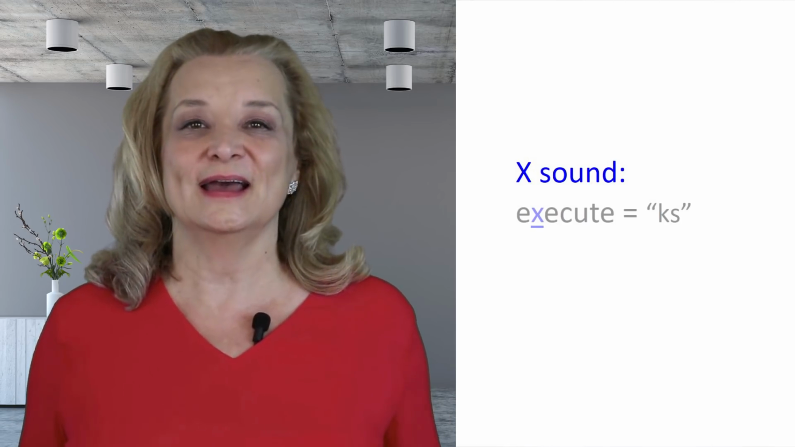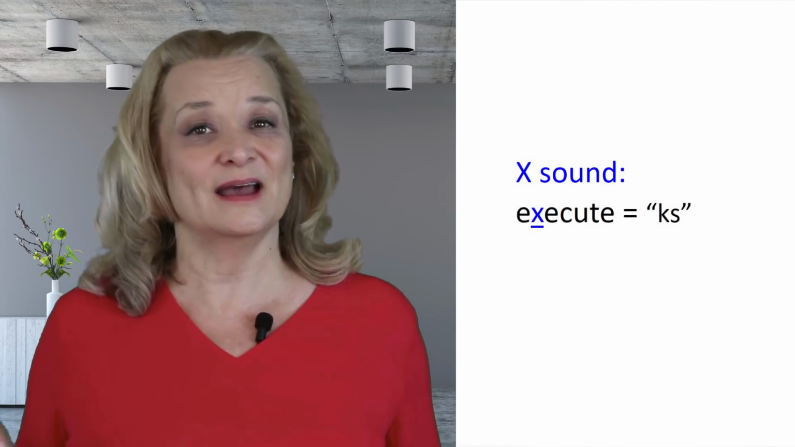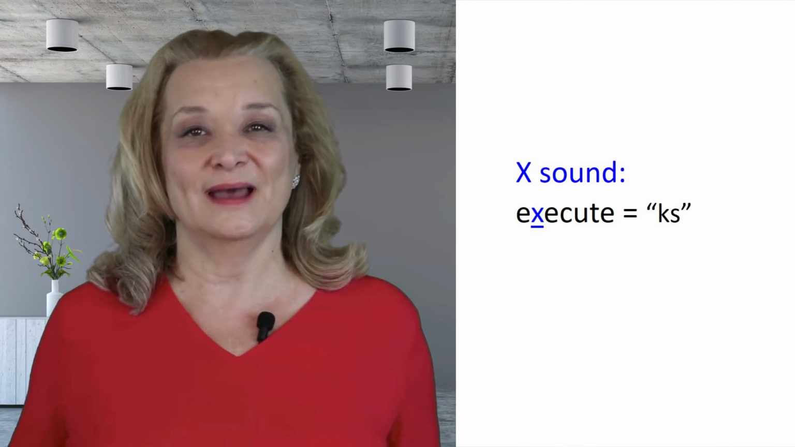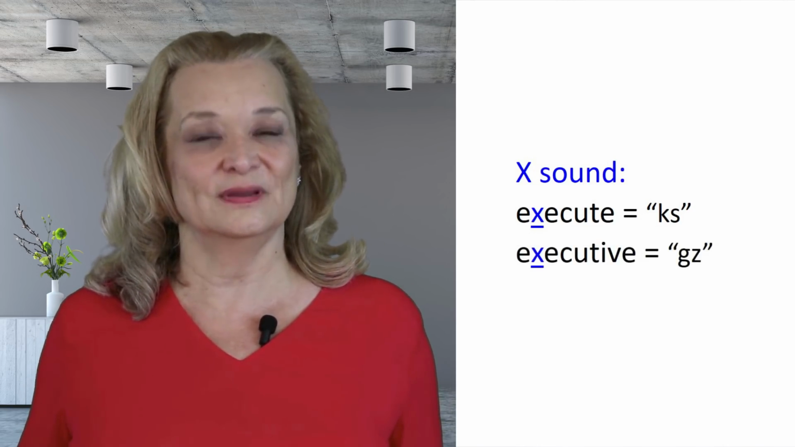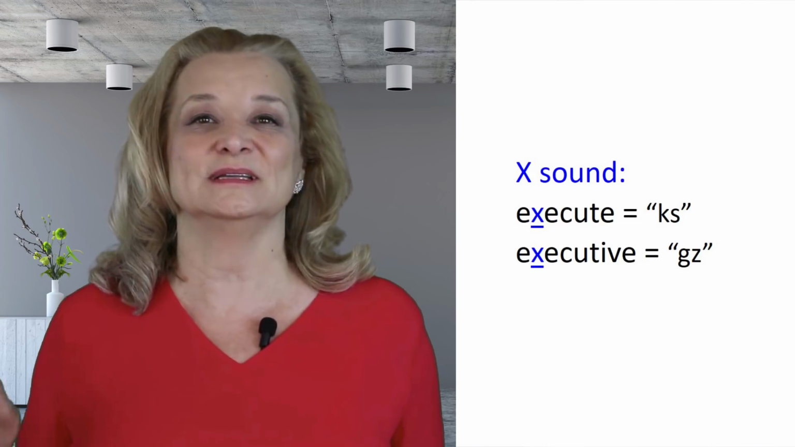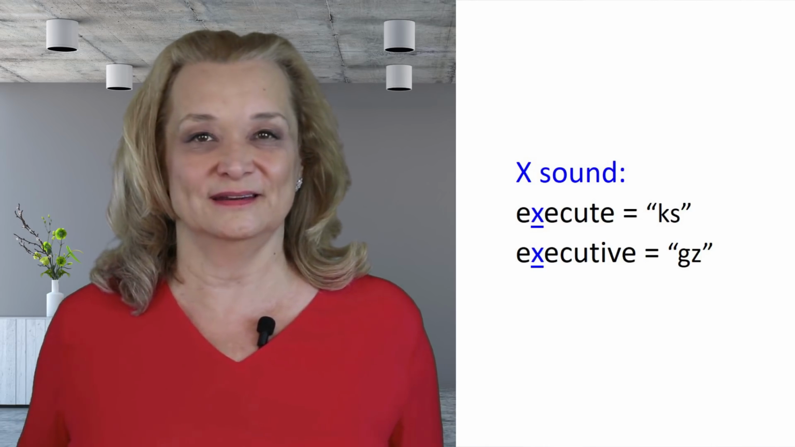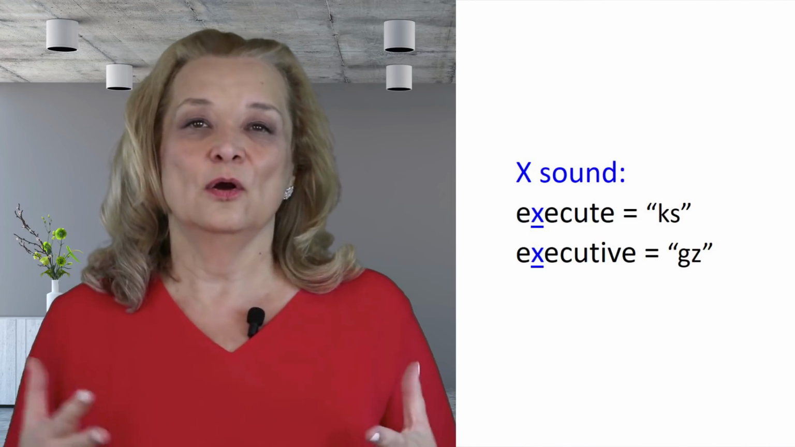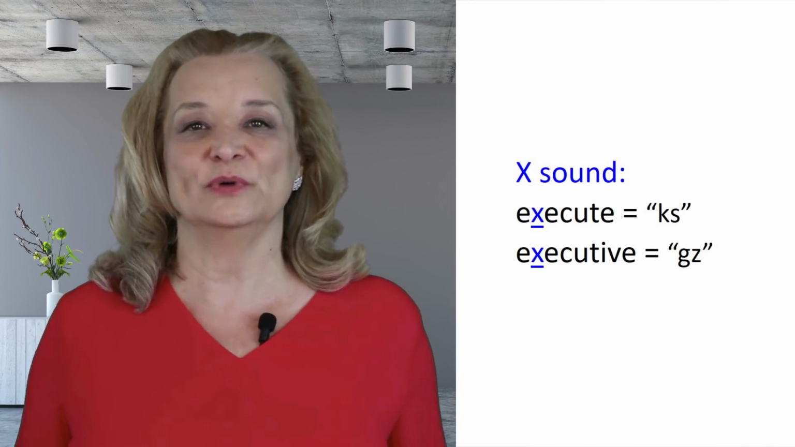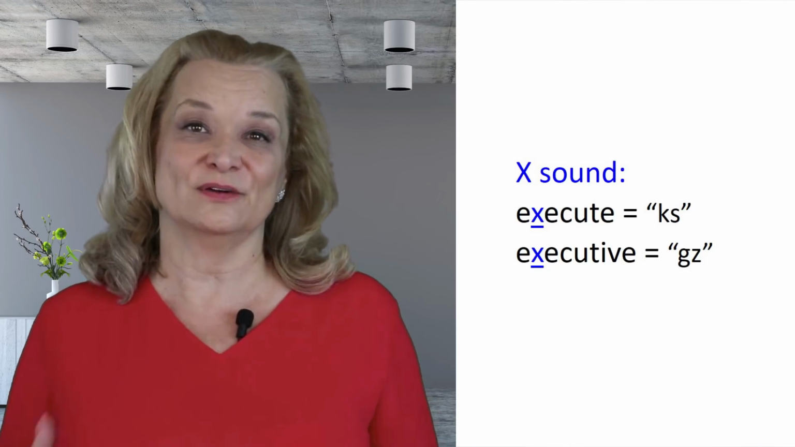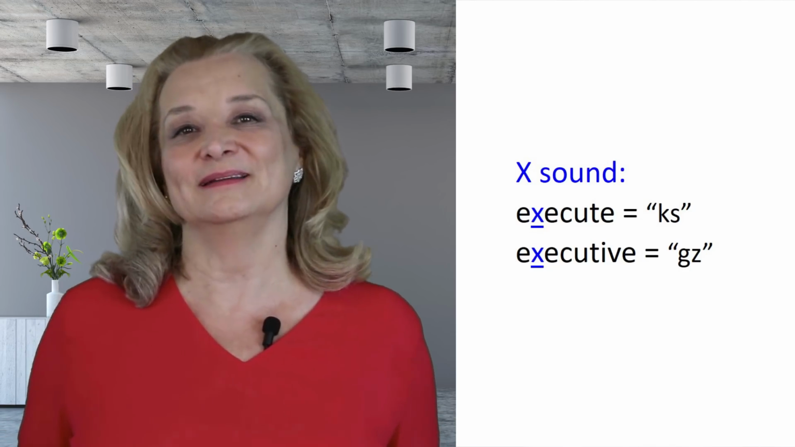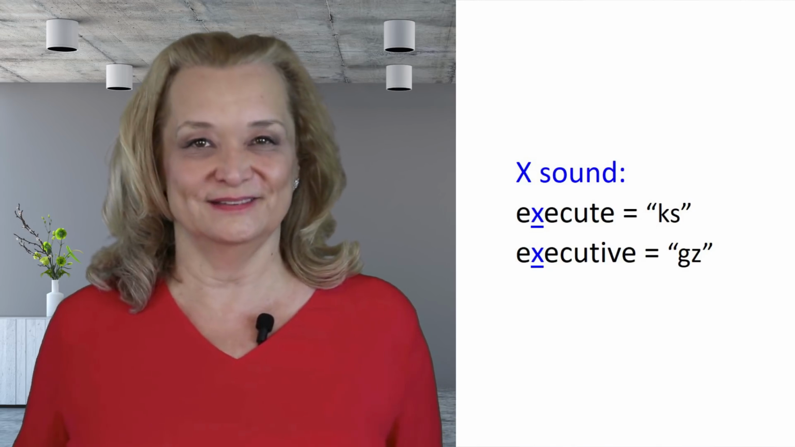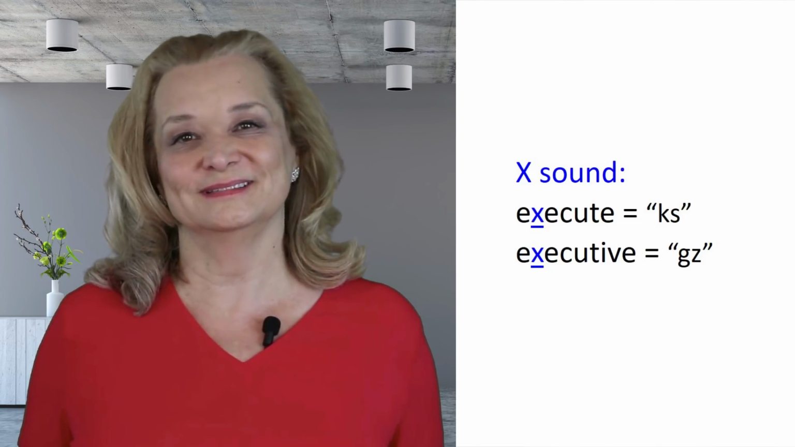The other difference between these 2 words is the pronunciation of the letter X. Listen carefully. Execute. That's a KS sound. But the X in executive has a GZ sound, executive. Execute, executive. Why does that happen? It depends on which syllable is stressed when you have the letter X. Let's say them again. Execute, executive. Did you know that one?